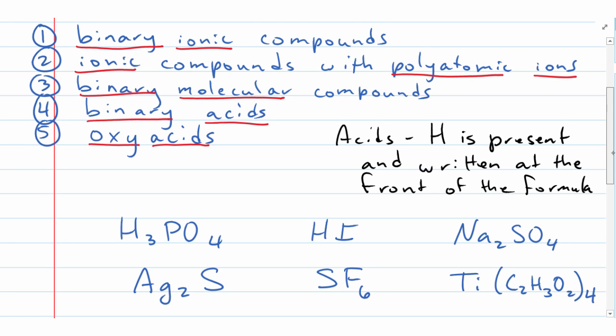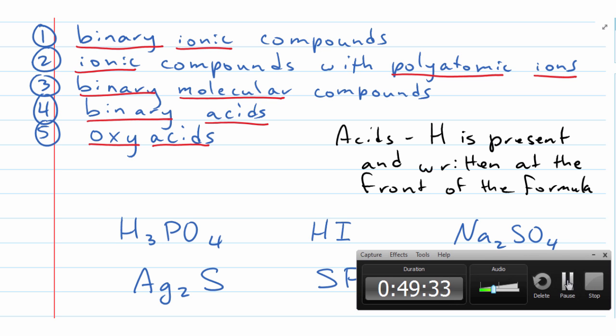And so what I'd like for you to do with these is this. Classify each of these 6 substances as belonging to one of these categories. So if you think that H3PO4 is a molecular compound, then write the number 3 right before it. Just circle it or whatever, and write its classification next to its name. We'll give you about 2 or 3 minutes here.